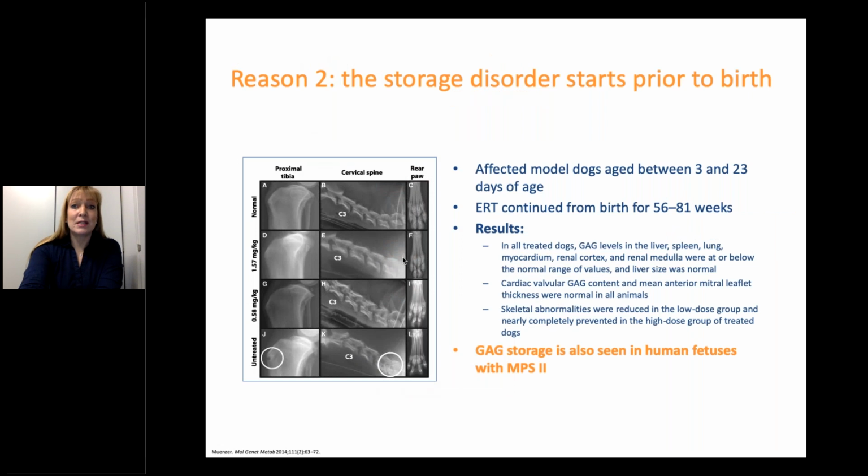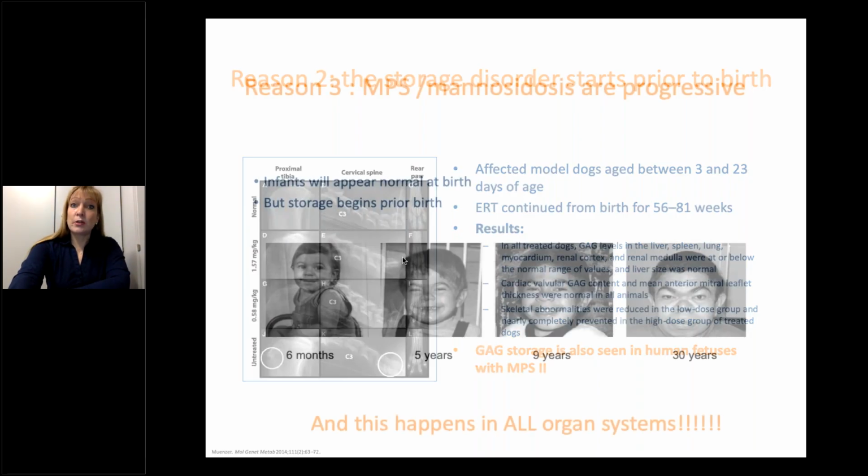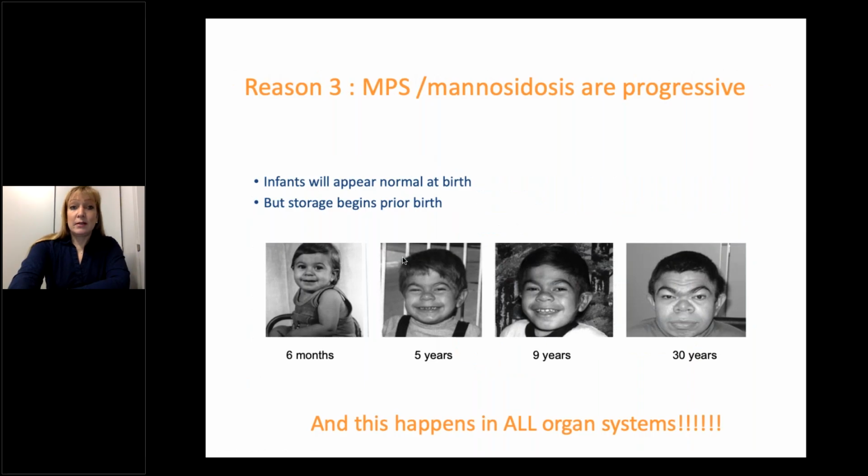The second reason is the storage begins prior to birth, as I told you before, and this is confirmed in human fetuses with MPS 2. So it means even if the child is born and looking absolutely healthy, the storage had already begun. The third reason why to diagnose and also start treatment early in MPS and mannosidosis patients is that MPS and mannosidosis are progressive.